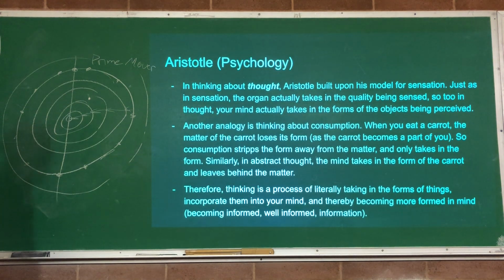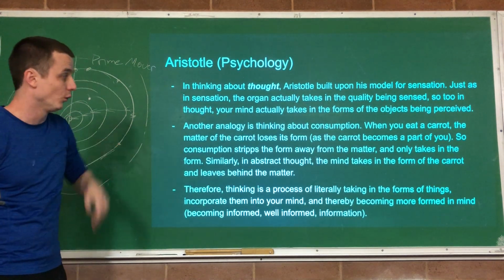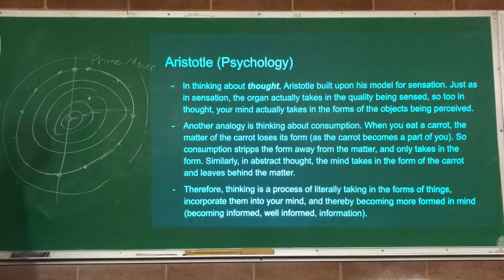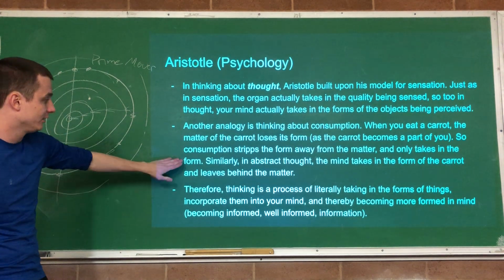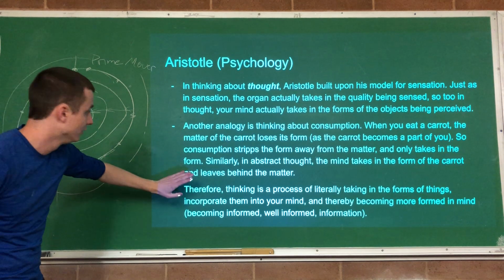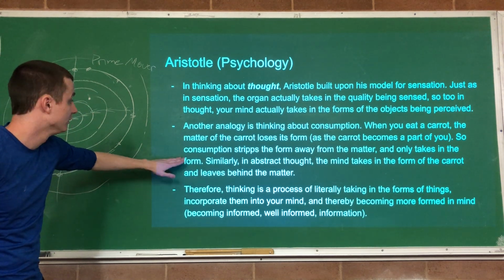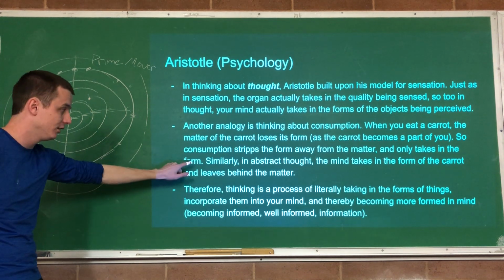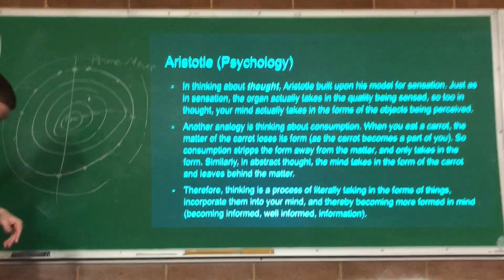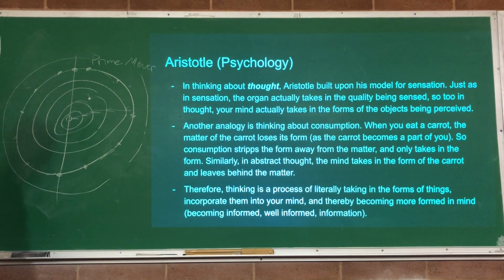So, another analogy is thinking about consumption. When you eat a carrot, the matter of the carrot loses its form as the carrot becomes part of you. So consumption strips the form away from the matter and only takes in the matter. Similarly, in abstract thought, the mind takes in the form of the carrot and leaves behind the matter. So I think that makes sense, right?